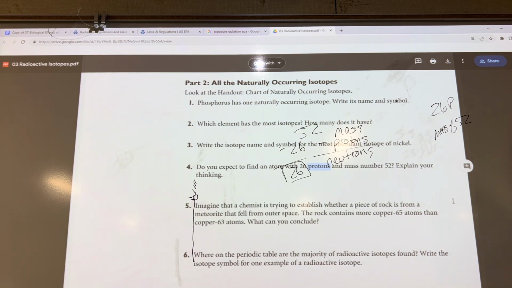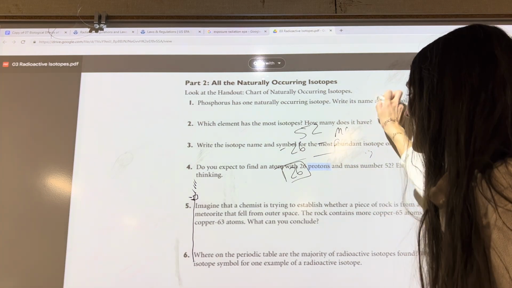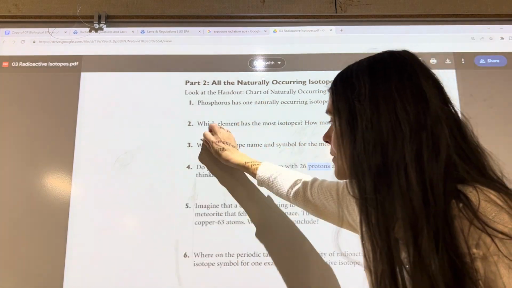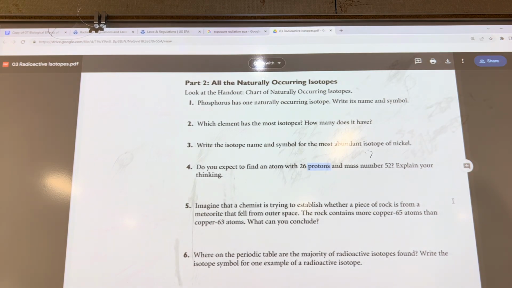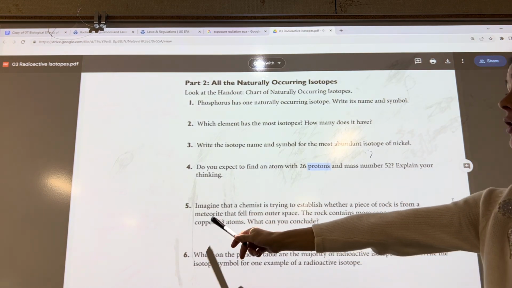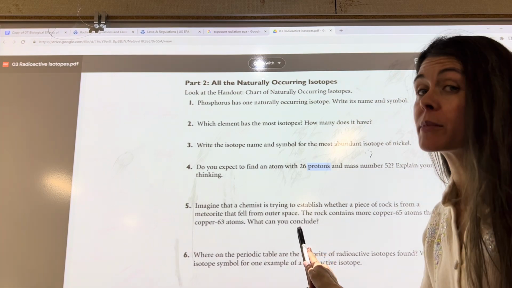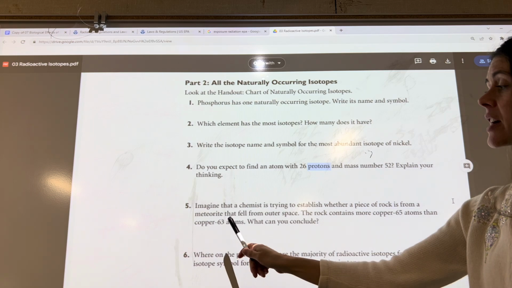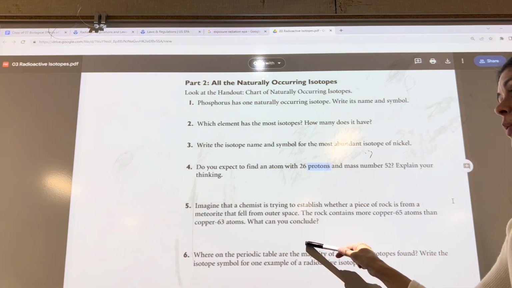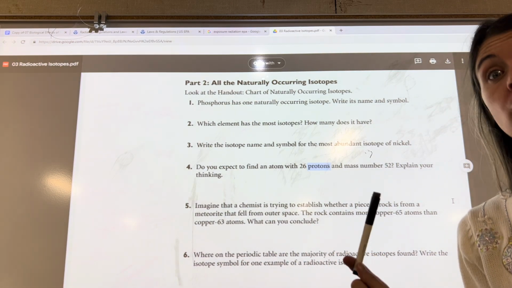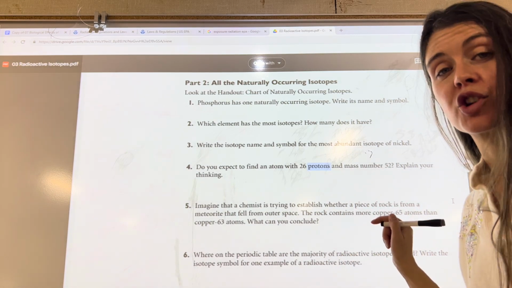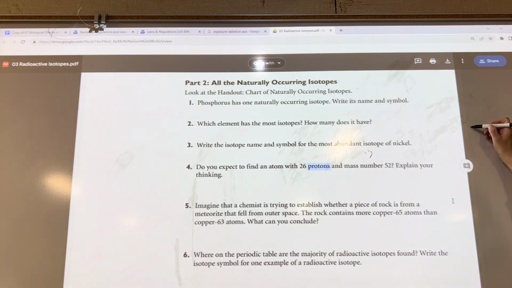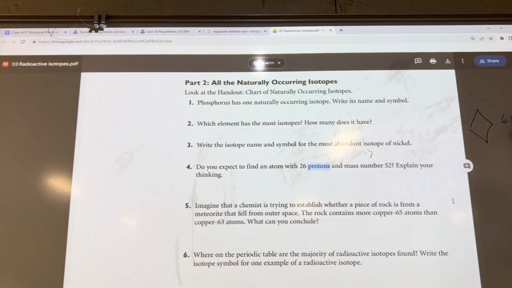Let's talk about question 5. There's another thinker. Imagine that a chemist is trying to establish whether a piece of rock is from a meteorite that fell from outer space or from Earth. The rock contains more copper 65 than copper 63. What can we conclude? I have to know what's normal on Earth, and we have that isotope graph. So again, this mystery rock has more 65 than 63 copper.